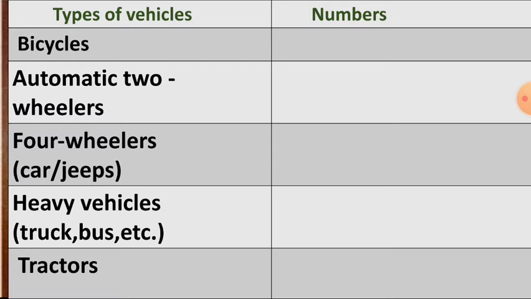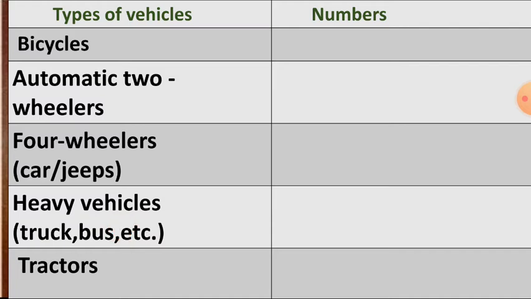First you will draw the table, then draw the column and write the types of vehicles: bicycles, automatic two-wheelers, four-wheelers, cars and jeeps, heavy vehicles, truck, bus, etc. Then tractor. Now let's draw the images.